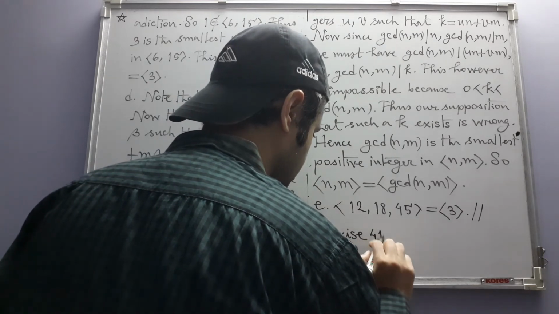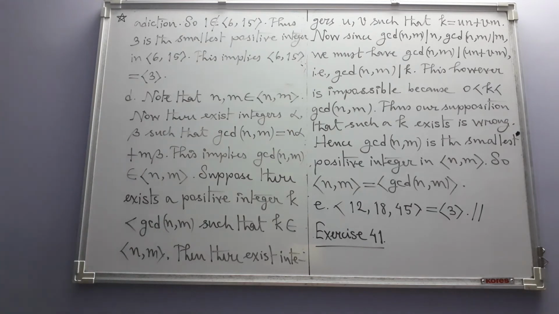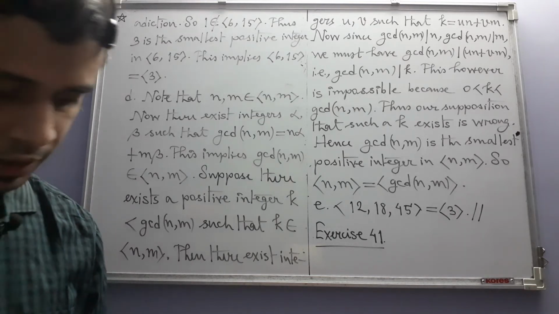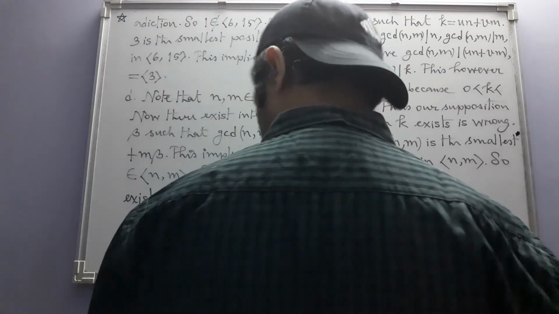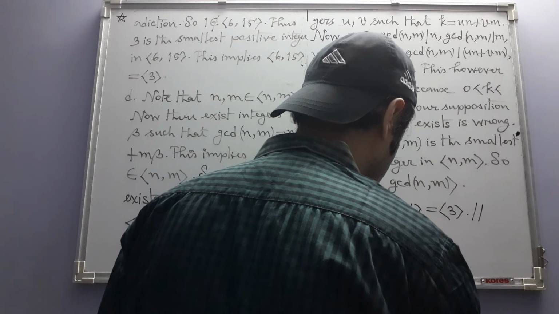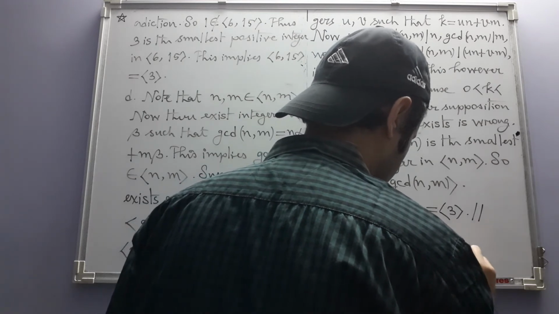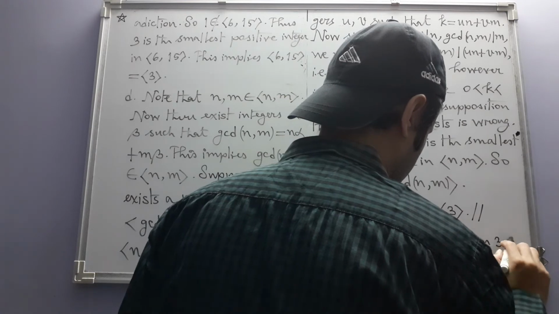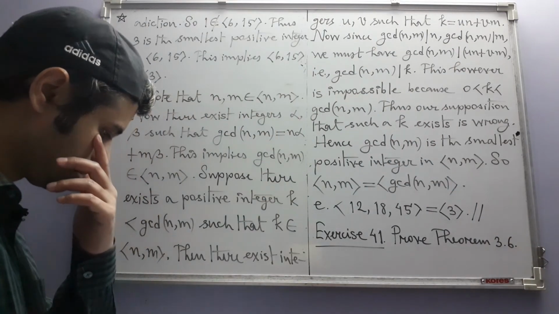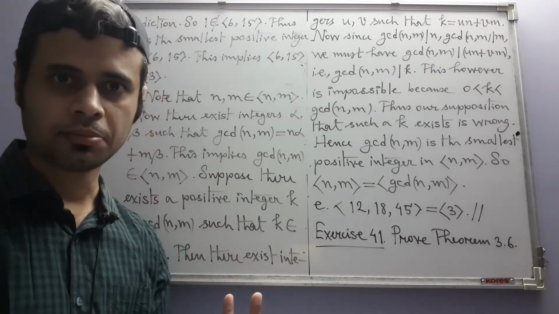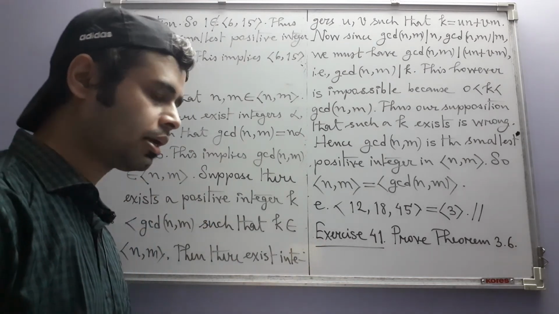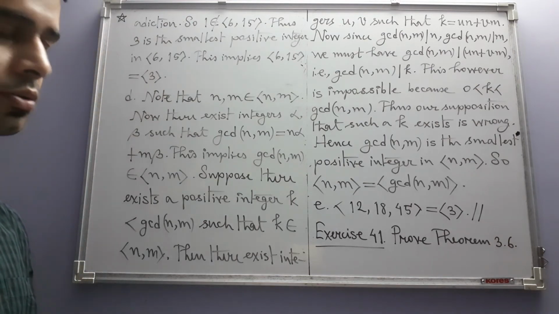Then exercise 40, and just give me a moment. Exercise 41. Prove theorem 3.6. So in theorem 3.6 we have to prove that the centralizer of any element is a subgroup of the group.